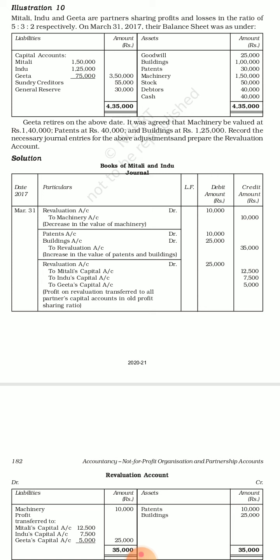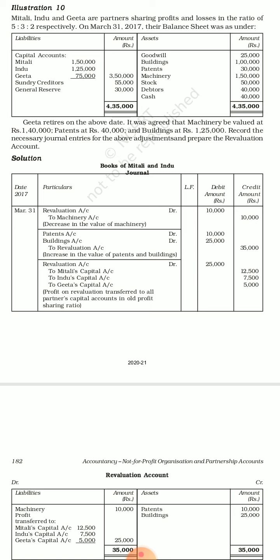General reserve. So be very careful about general reserve because it is an accumulated profit and must be shared between the partners. In the same way, asset side goodwill is given. So this is existing goodwill in the balance sheet and that must be written off to the capital account. Buildings, patent, machinery, stock, debtors, cash are given.